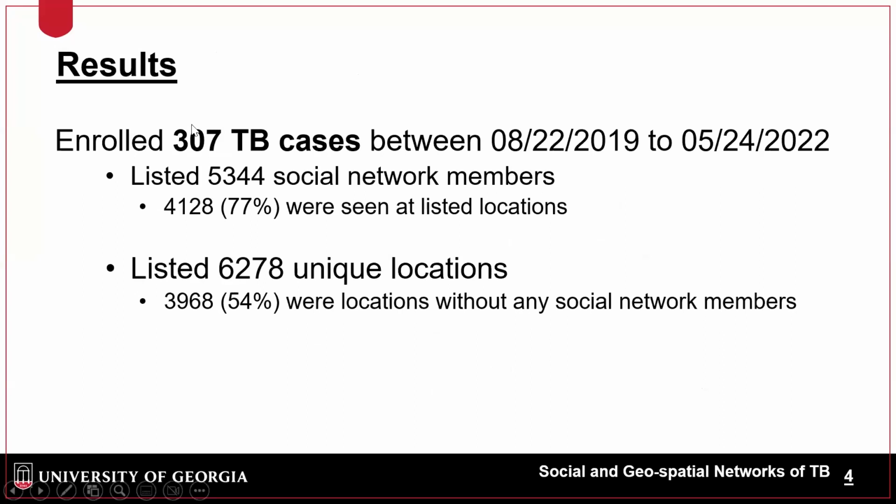We enrolled 307 TB cases, and they listed 5,344 social network members and 6,278 unique locations. 77 social network members were seen at a listed location, and 54% of locations were places where the TB case did not meet any social network member.